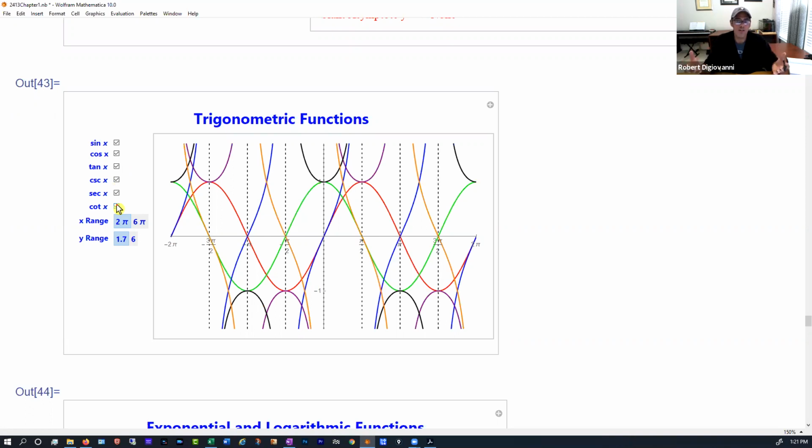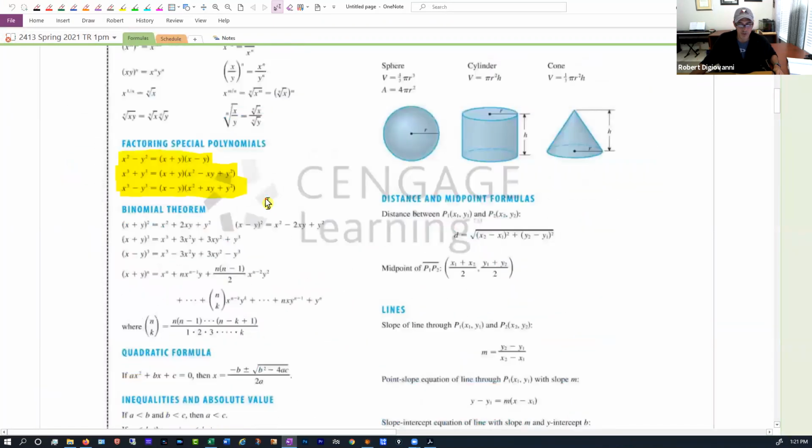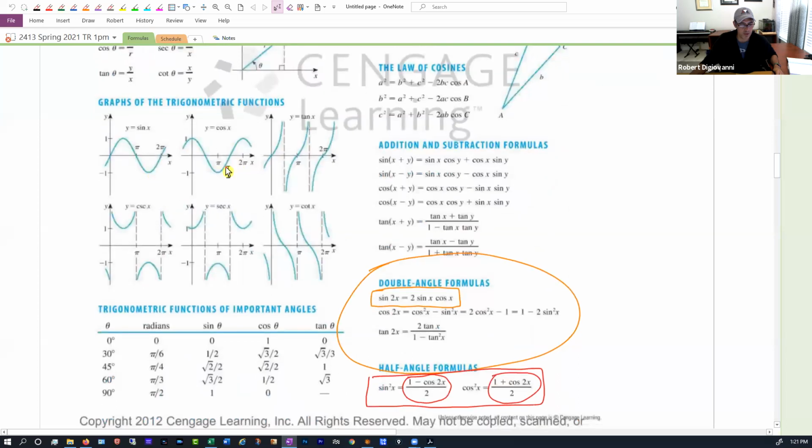So my expectation is that you have some framework within your mind about what these functions look like, right? You need that moving ahead. And if you've forgotten at any point, your formula sheet does have a lot of these. So if you scroll down to, here are the graphs of the basic 6 trig functions right here, right? So if you've forgotten what cosine or tangent looks like, here they are.